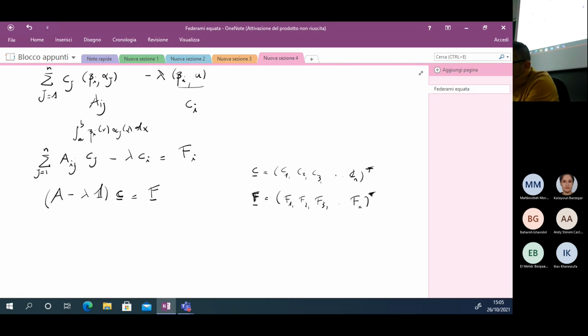Yes, now this is really a matrix equation. It's a real matrix equation. Okay. Not real, in the sense that it's a true matrix equation.